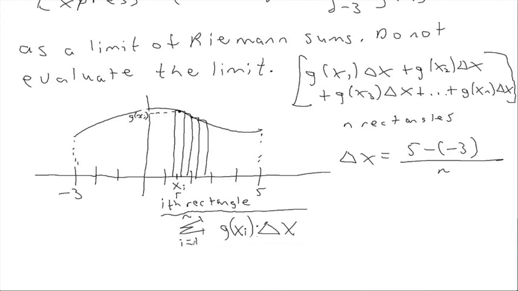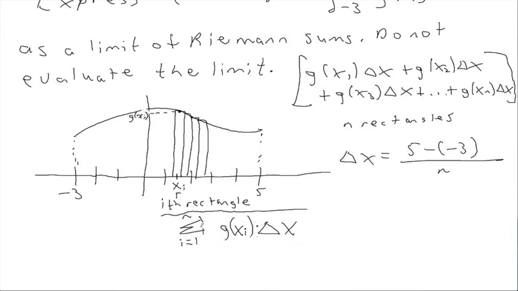Do you see the distinction between i and n? i stands for any rectangle, any subscript. n stands for the last subscript. So i goes all the way from 1, 2, 3, 4, 5, 6, 7, 8, 9, up to n, but n just stands for the last subscript. I guess it's kind of a weird notation. It takes a little time to get used to it.